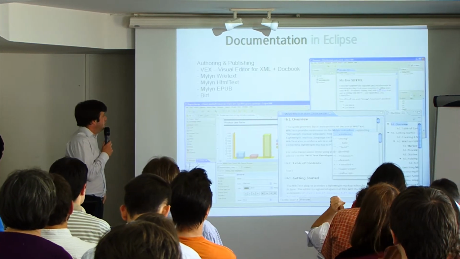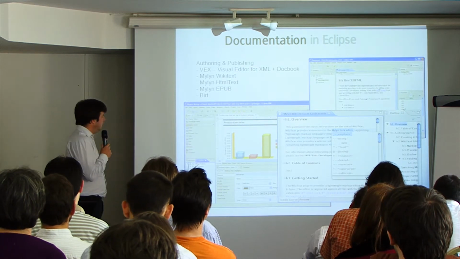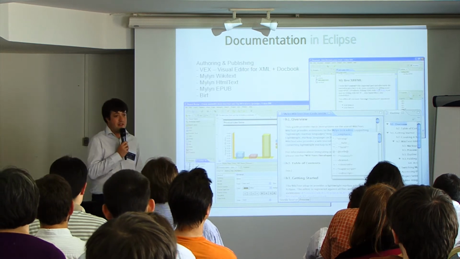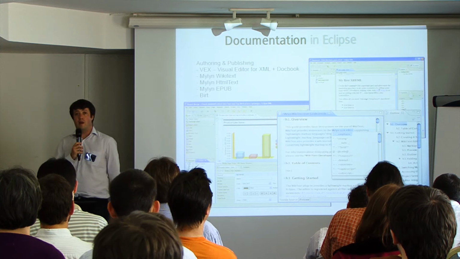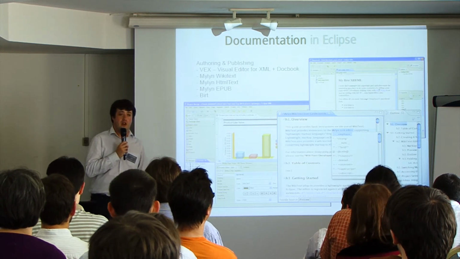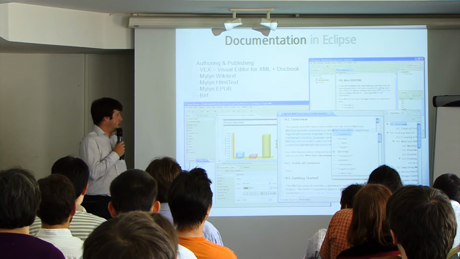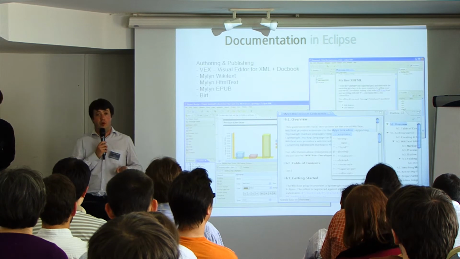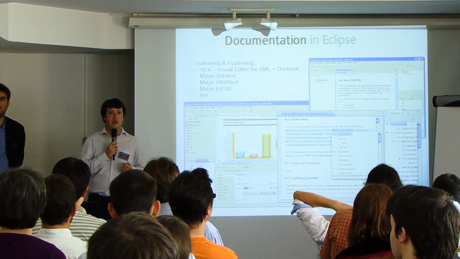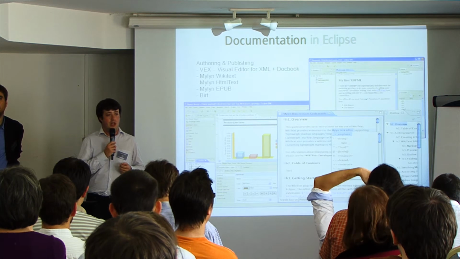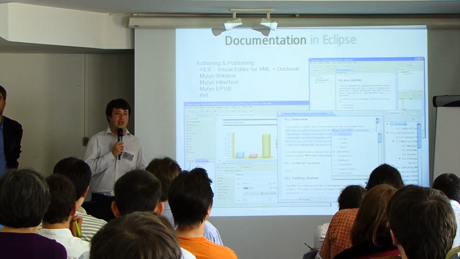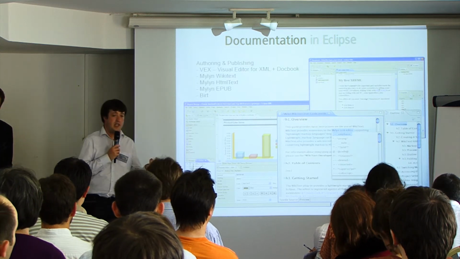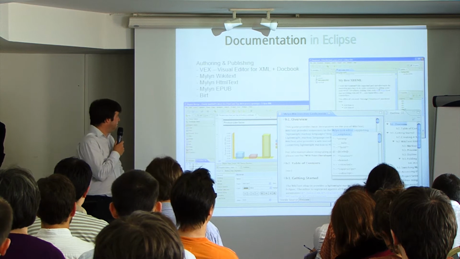So we have quite a lot of tools regarding authoring and publishing in Eclipse. We have Vex, which is a visual editor for XML. So you might use this editor with DocBook, for instance, if you want to write documentation. The WikiText project, which is quite popular, provides the ability to edit wiki syntax and to export and publish HTML or Eclipse help from this syntax. It supports a bunch of syntaxes like MediaWiki, Textile, Creole, and so on.